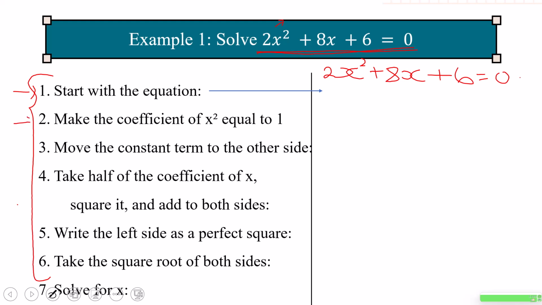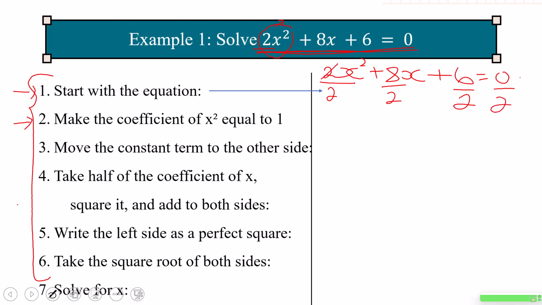Step 2 says make the coefficient of x squared equal to 1. Where is x squared in this equation? X squared is here. So the coefficient of x squared is 2. So we need to make the coefficient of x squared a 1. How do we do that? We divide everywhere by 2.